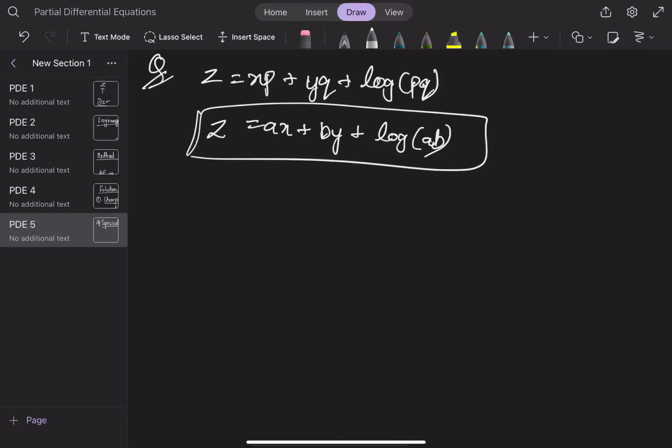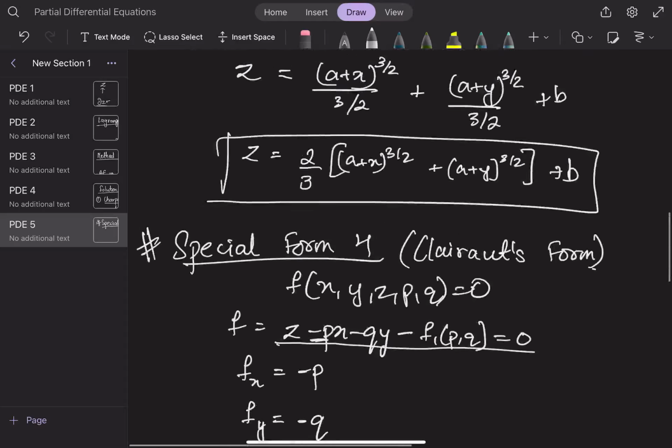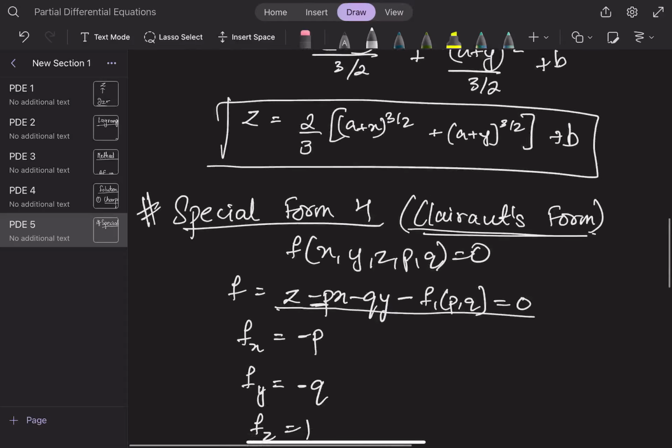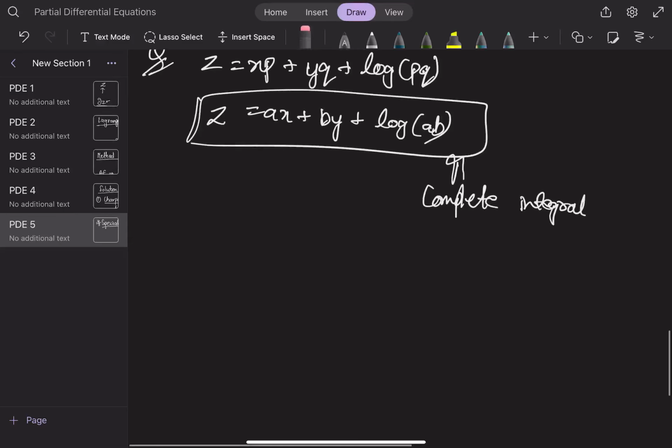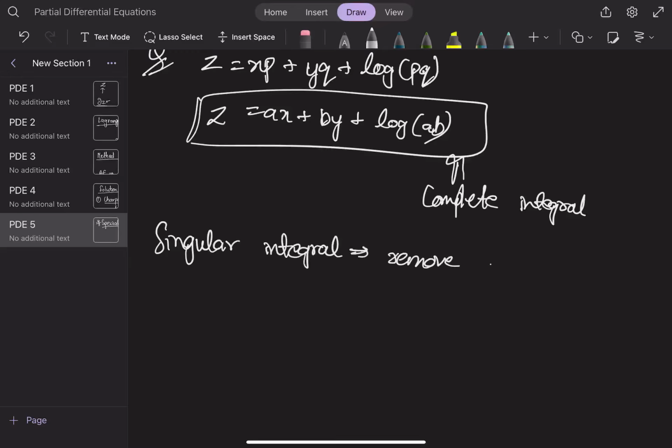So now what you need to know is, in this final form, Clairaut's form, there is something called a singular integral. This is basically your complete integral. Singular integral is when you remove the constants as well. You have to remove a and b.